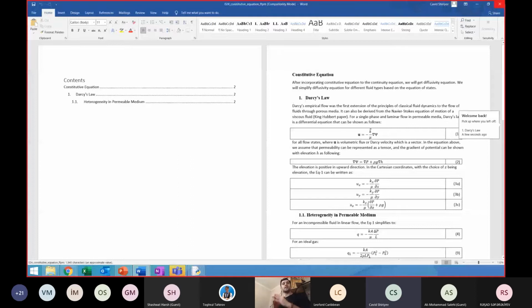So these are the three main equations that we need to know in order to get the final form of the equation.